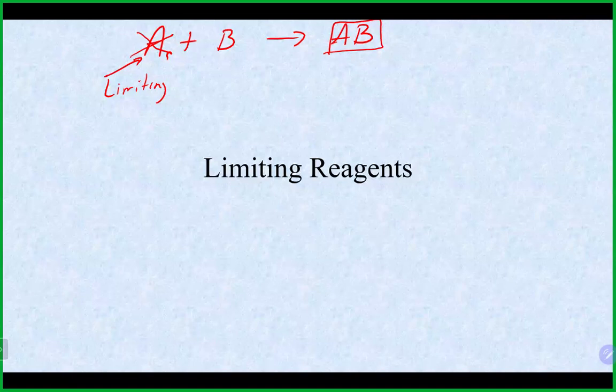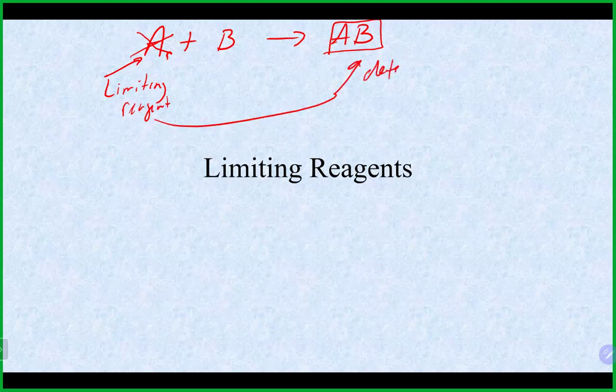So the limiting reagent is always the one that determines how much product you make.